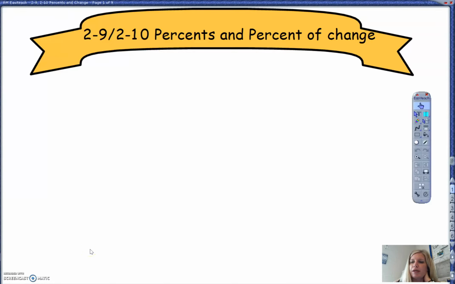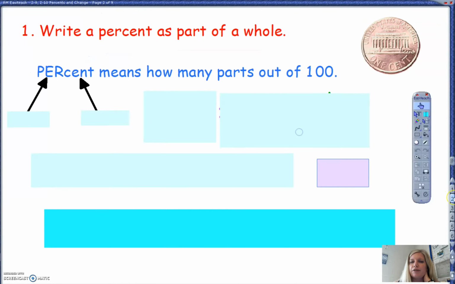So in our first slide here, our first objective is to learn how to write a percent as part of a whole. You need to remember that the word percent means for each, and cent means 100. So we're talking out of 100. Percent means how many parts are out of 100.